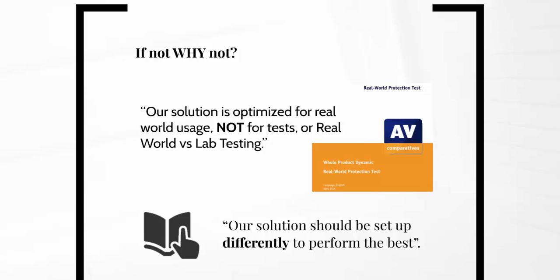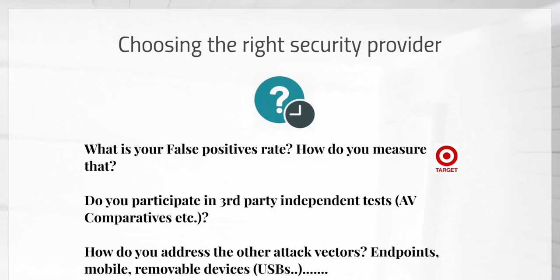There are a lot of excuses out there, and here are just some of them and why they are not valid. Our solution is optimized for real-world usage, not for tests. Or real-world versus lab testing. Most tests are designed to emulate such scenarios. There are even tests that are called real-world protection tests. Or our solution should be set up differently to perform the best. In reality, independent third-party testers just follow the manufacturer's manual, so they would use the product as would a standard IT professional. Finally, here are some of the questions you should ask a security vendor about their solutions.